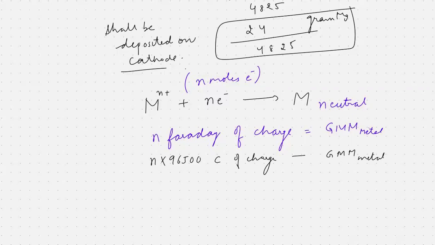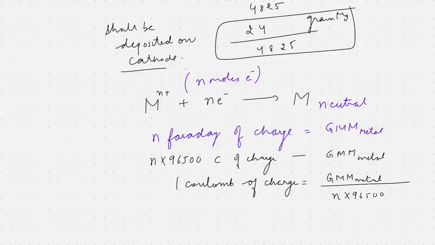Like for calcium, it is going to be 40. For sodium, it is going to be 23. For magnesium, it is going to be 24, and like that. So one coulomb of charge will deposit GMM of metal divided by n into 96500. So this is going to be the general mass.